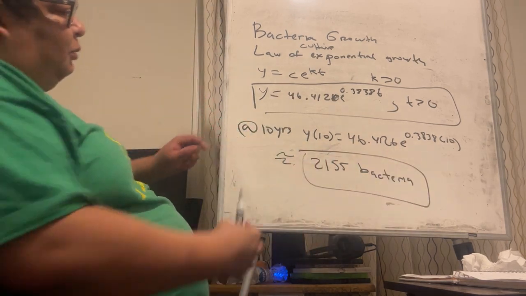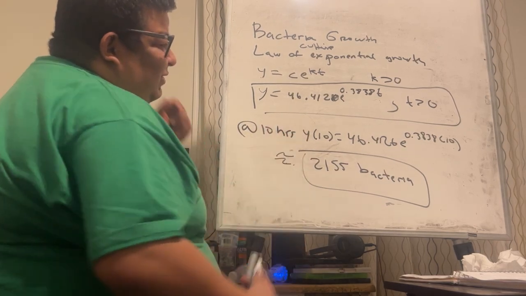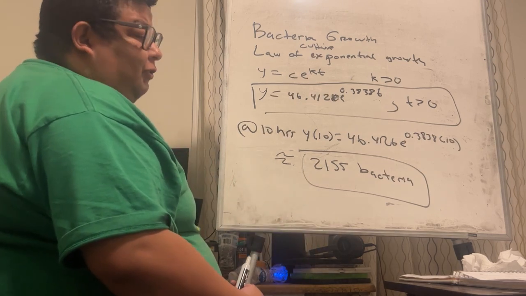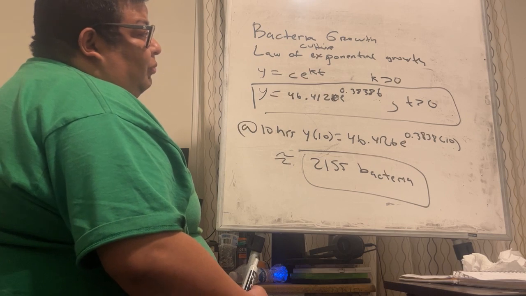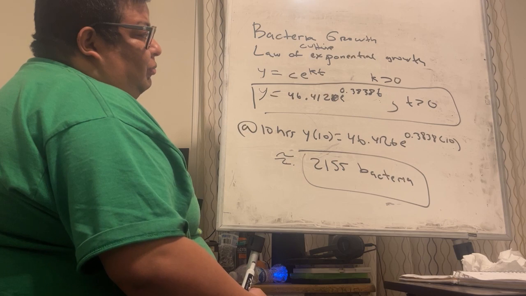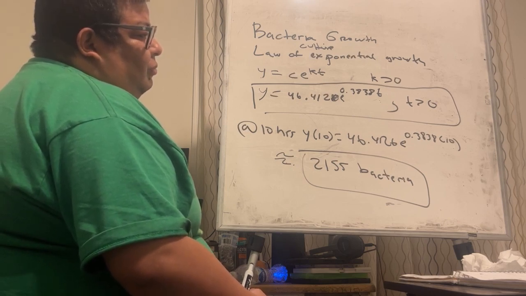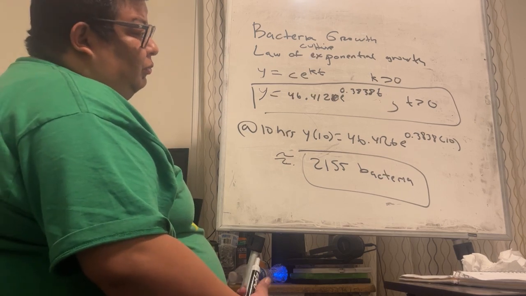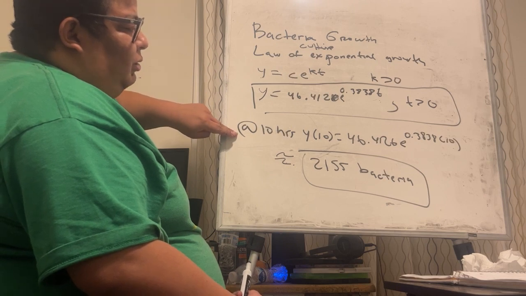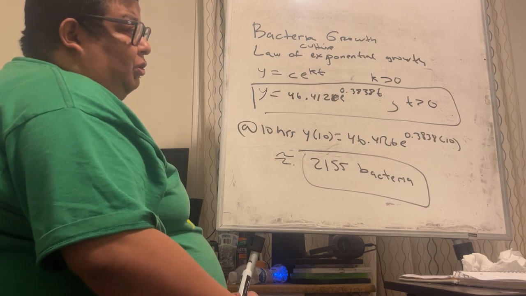So after 10 hours, we have 2,155 bacteria. So first you find a model, then you plug in whatever approximation you want to get. That's all you needed to do for this problem.